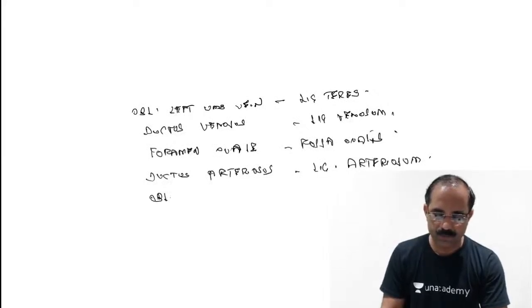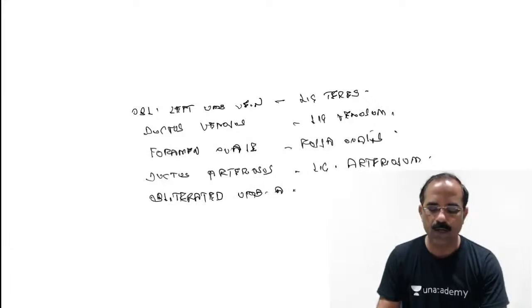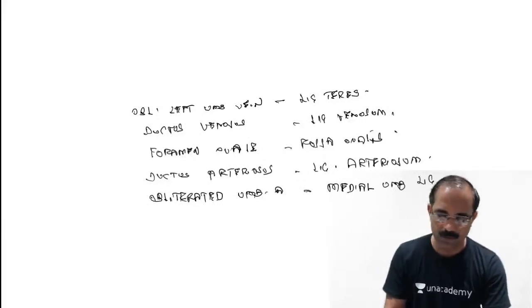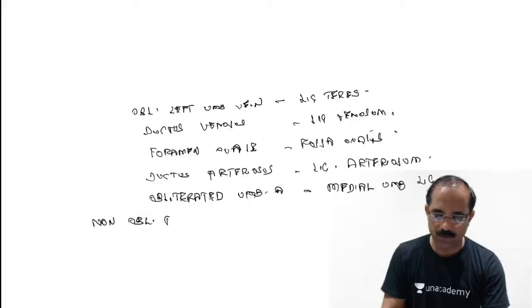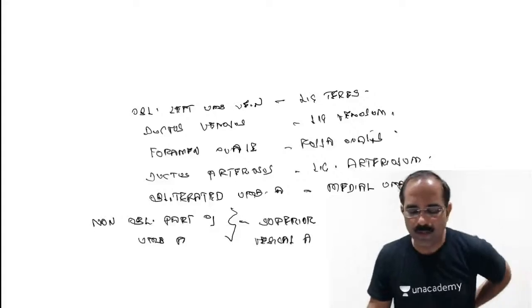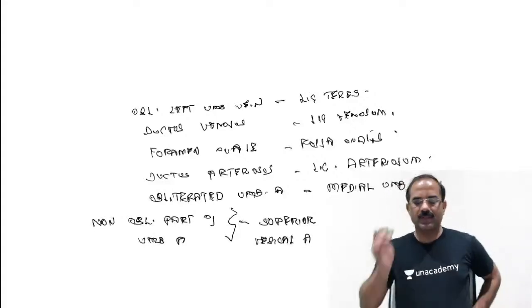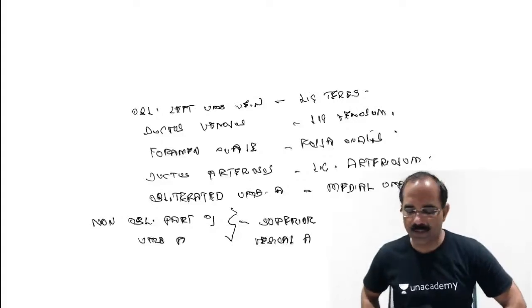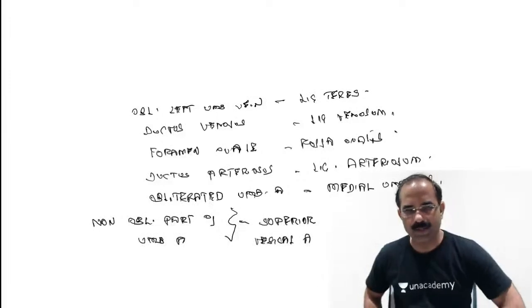Next, obliterated umbilical artery. The obliterated umbilical artery is the medial umbilical ligament. This is very important. And the non-obliterated part of the umbilical artery becomes the superior vesical artery. This is perfectly clear to all of you. Perfect. Any doubts anyone has, please ask.